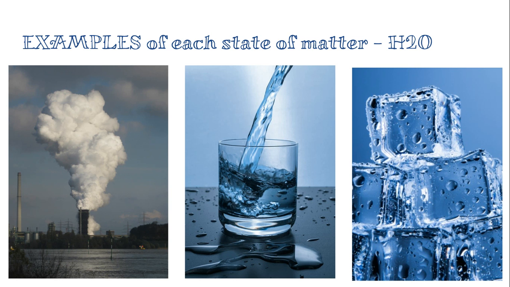Some examples of each state of matter. So these are three examples of the same thing. They are all water. The first picture shows water in the gas state. This is water vapor. When water is heated up to a really high temperature, it turns into a gas. The middle picture is water in the liquid form, and the last picture is water in the solid form, an ice cube.